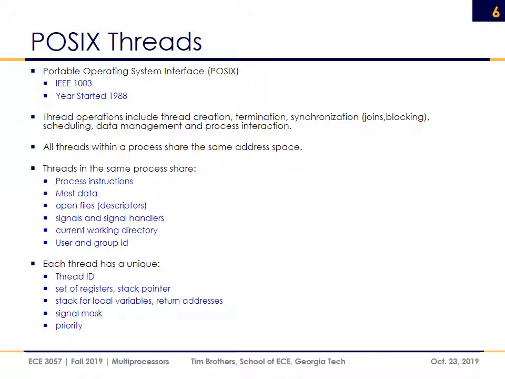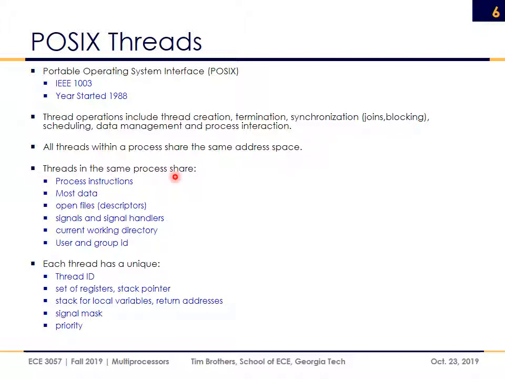So, POSIX Threads, Portable Operating System Interface. It's IEEE standard 1003. It started in 1988. This covers thread operations, including the creation of threads, termination, synchronization, scheduling, data management, and process interaction. All threads within a process share the same address space. That's what we were just talking about.